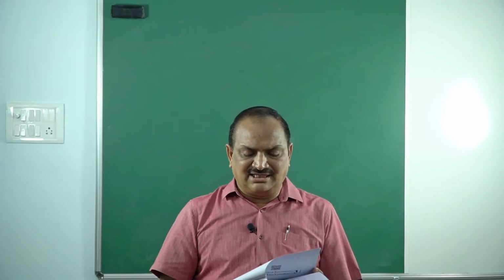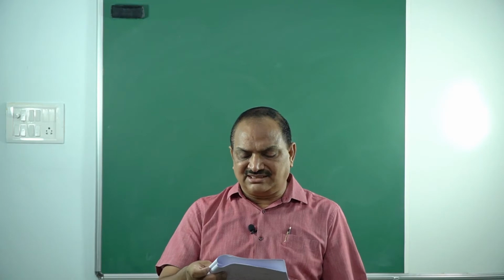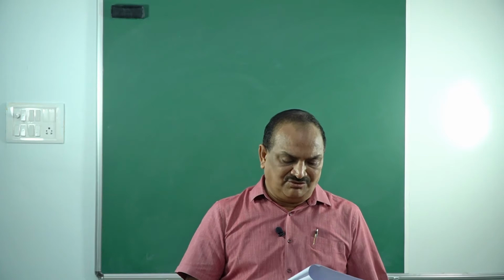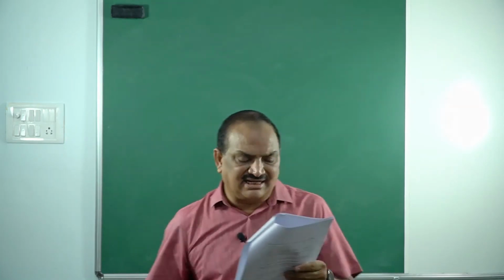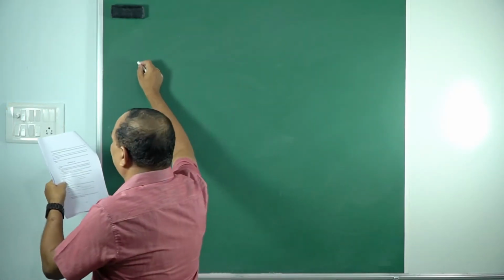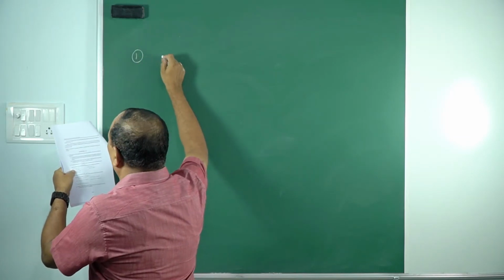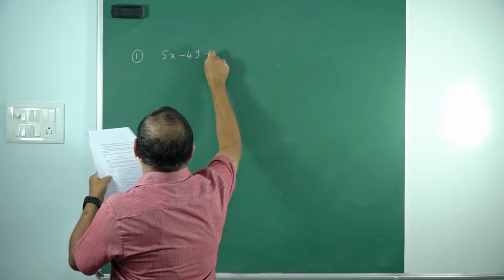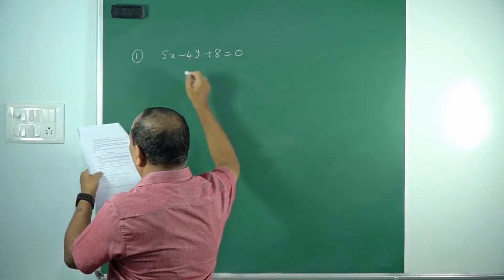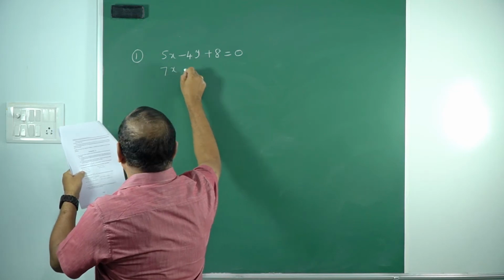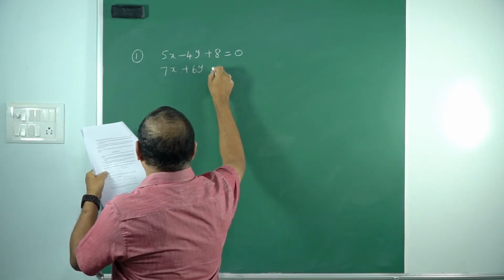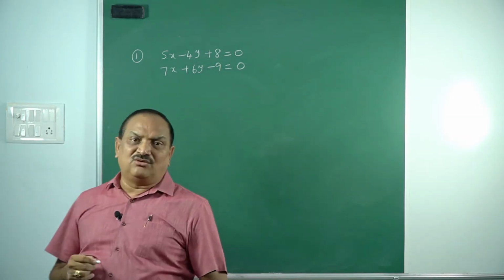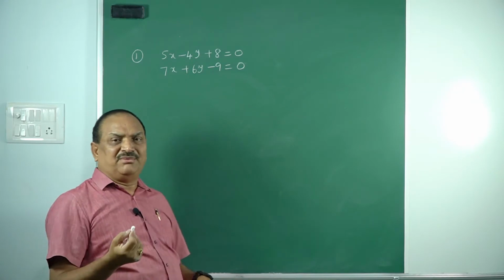Okay, on comparing the ratios, when the lines represent the linear equations, you have to determine whether they intersect at a point, are parallel, or are coincident. This is simple: finding the ratio, nothing more than that. My first sum goes like this: 5x minus 4y plus 8 equals 0, and the second one is 7x plus 6y minus 9 equals 0. I just want to find out first a1 by a2 and b1 by b2.